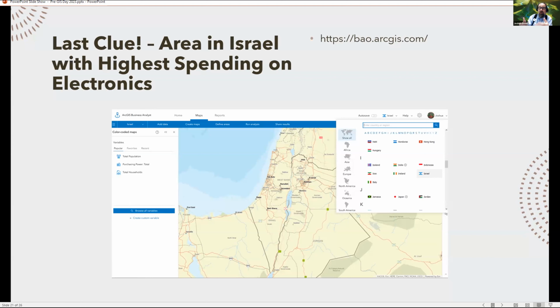Last clue is leading us to Israel. We want to find the area, as small a neighborhood as possible, that has the highest spending on electronics.